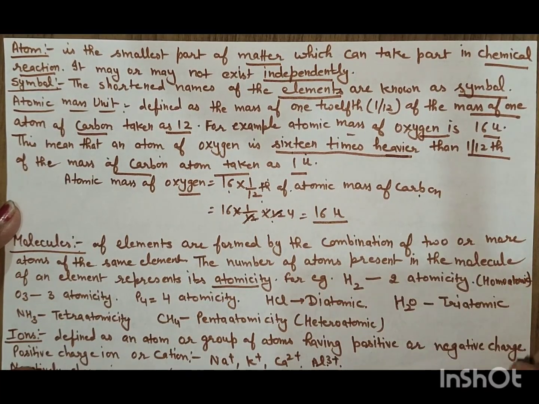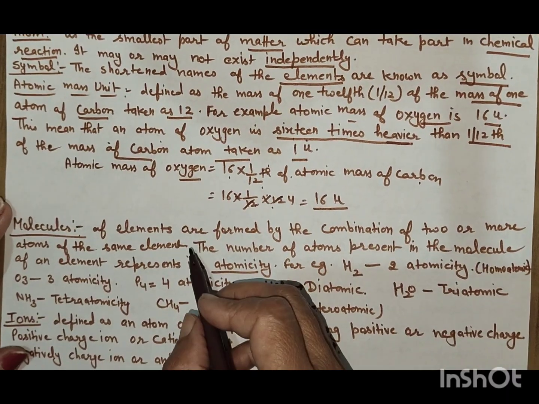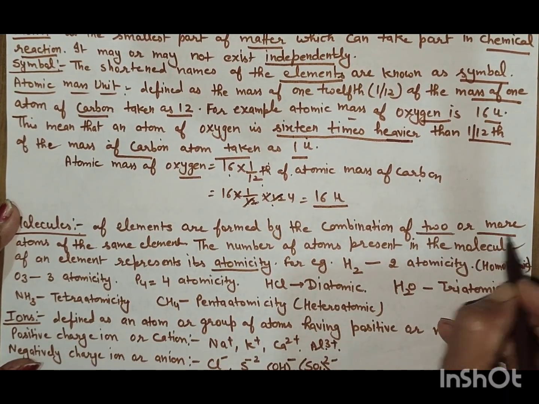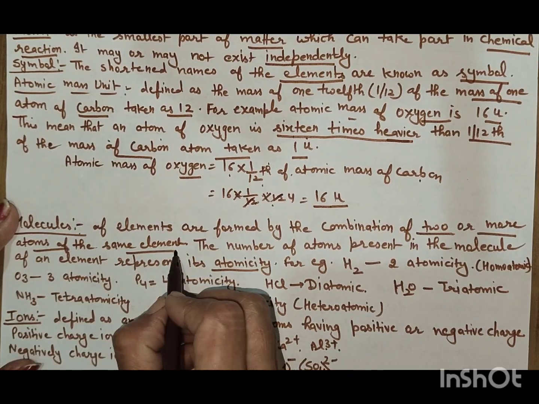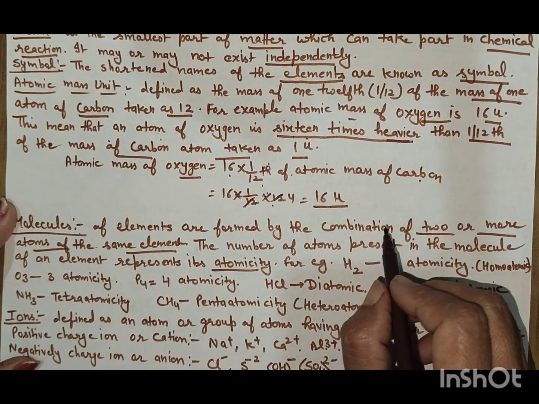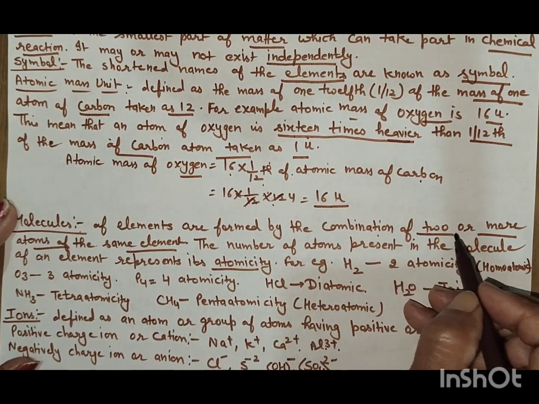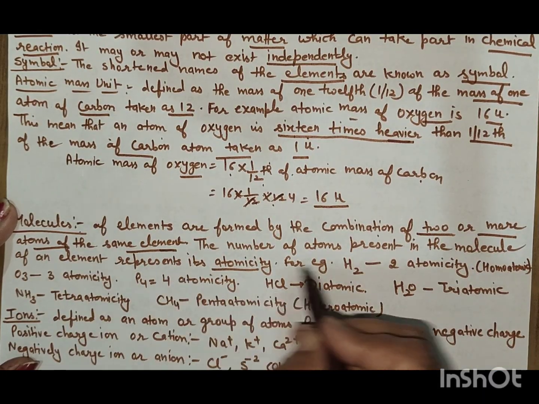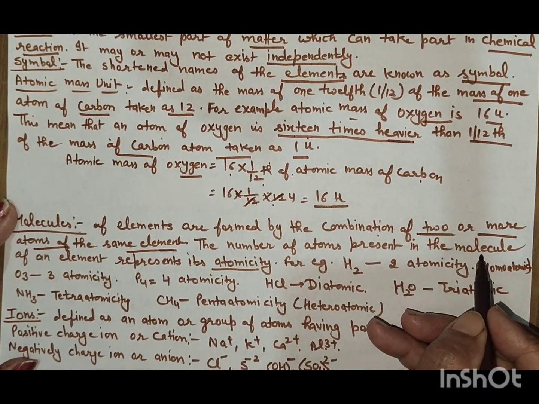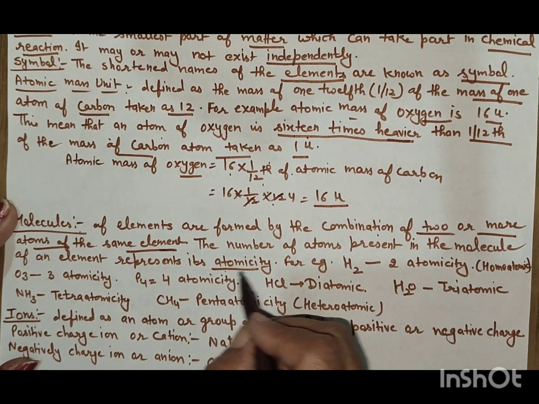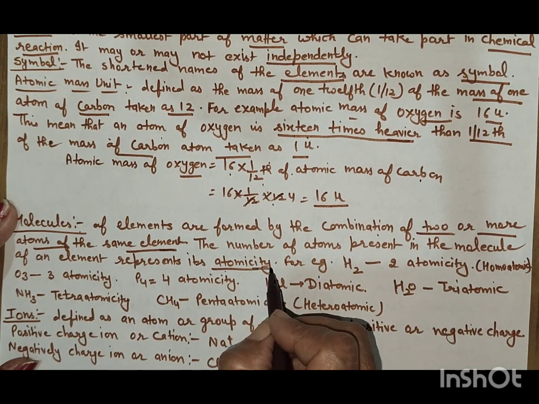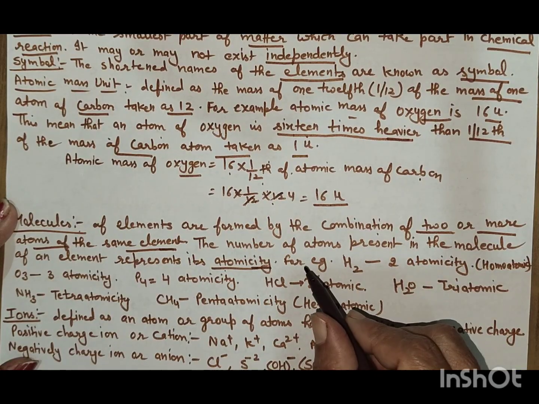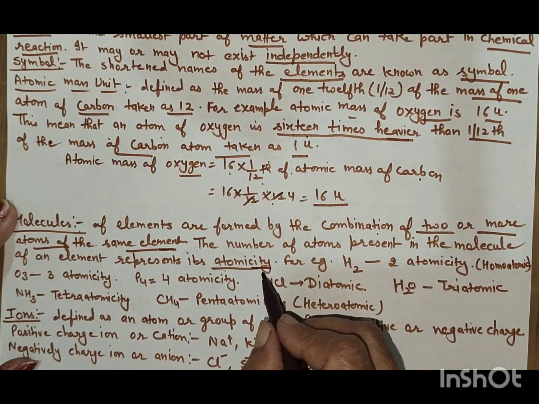Now, what is a molecule? A molecule of an element is formed by the combination of two or more atoms of the same element or different elements. A molecule is formed by the combination of two or more atoms of the same element. The number of atoms present in the molecule of an element represents its atomicity. Atomicity tells the number of atoms in a molecule.